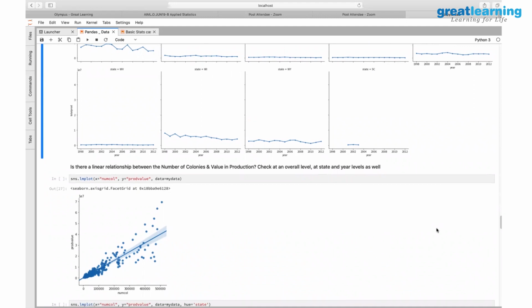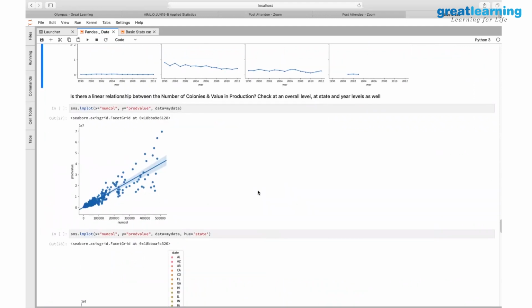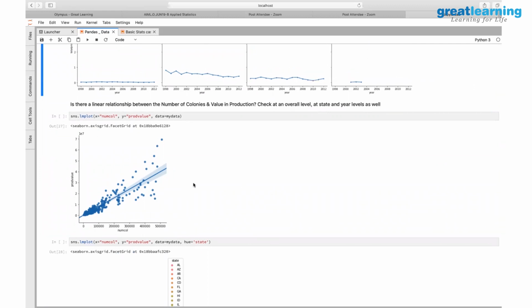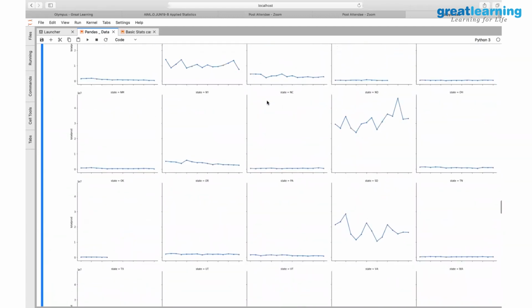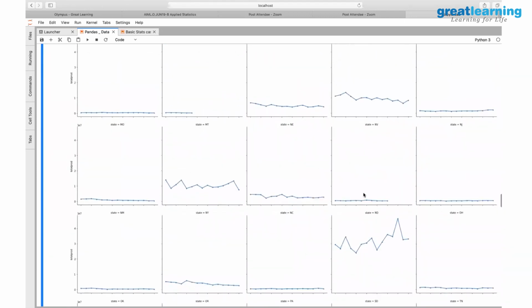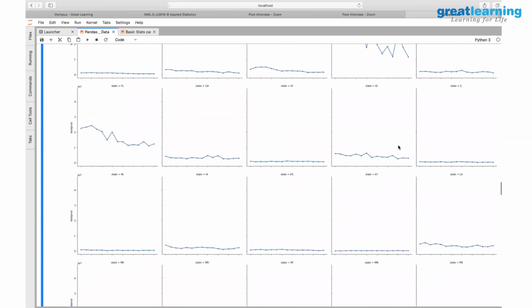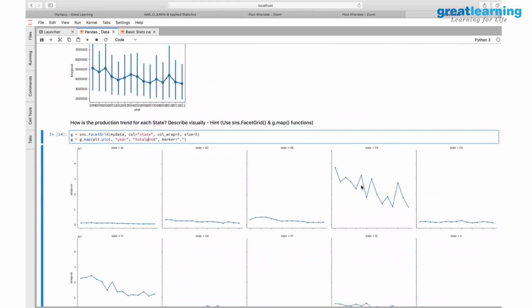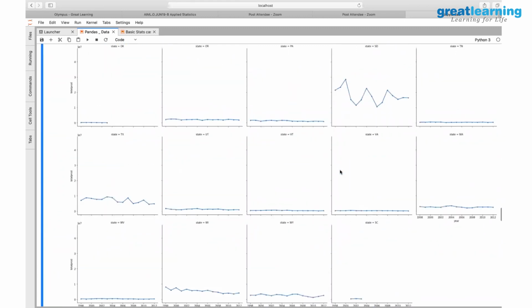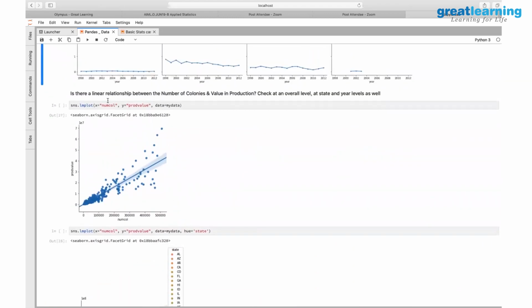Good. So now we are getting into something called an LM plot. LM plot is predominantly a scatter plot. The advantage that it gives you is the trend line that I talked about. If I create a trend line for this chart for North Dakota, it is slightly going upwards. If I create the same trend line for California, it is a declining trend. So the same graph you can create here using numcol and production value, two different variables taken.